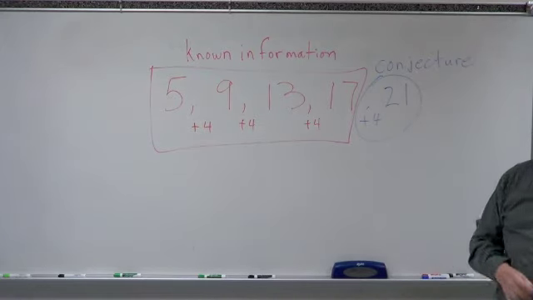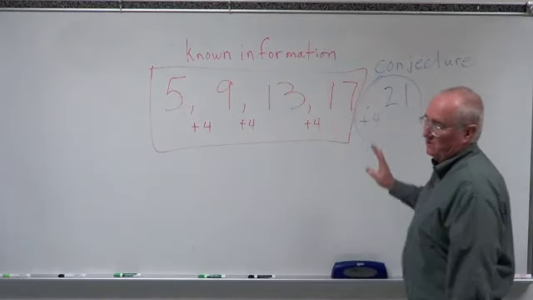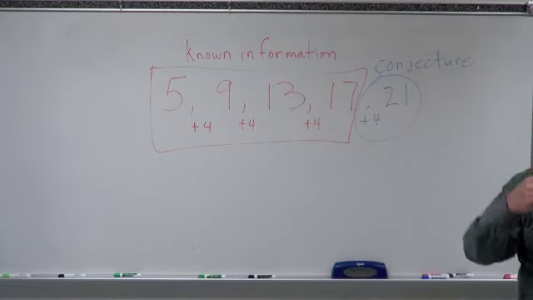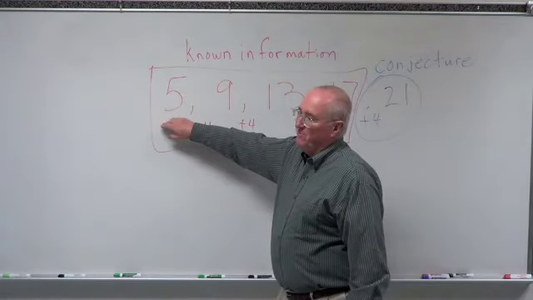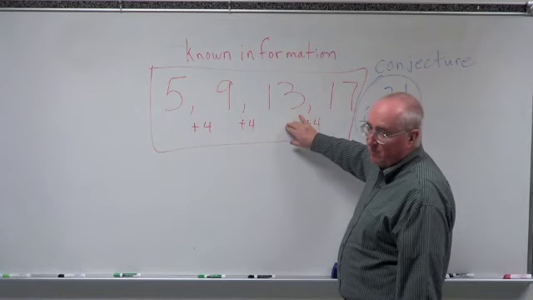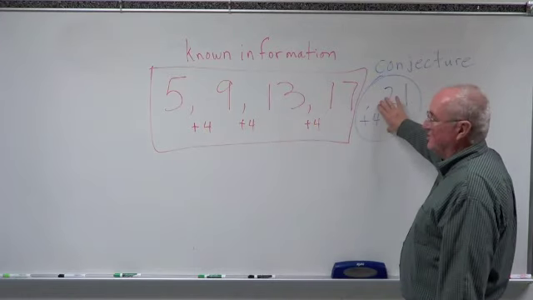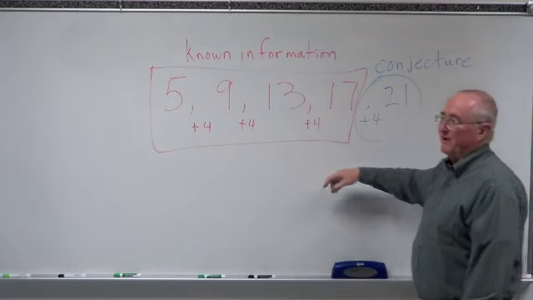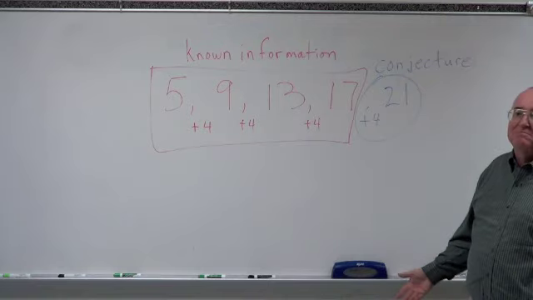Okay? So conjecture is an educated guess based upon known information. Pretty simple. Now, the process we used, the thinking we used, was inductive reasoning. Taking a number or several specific examples to reach a plausible generalization or a prediction. In other words, we used these examples to come up with a prediction. Does that prediction work? Yeah.